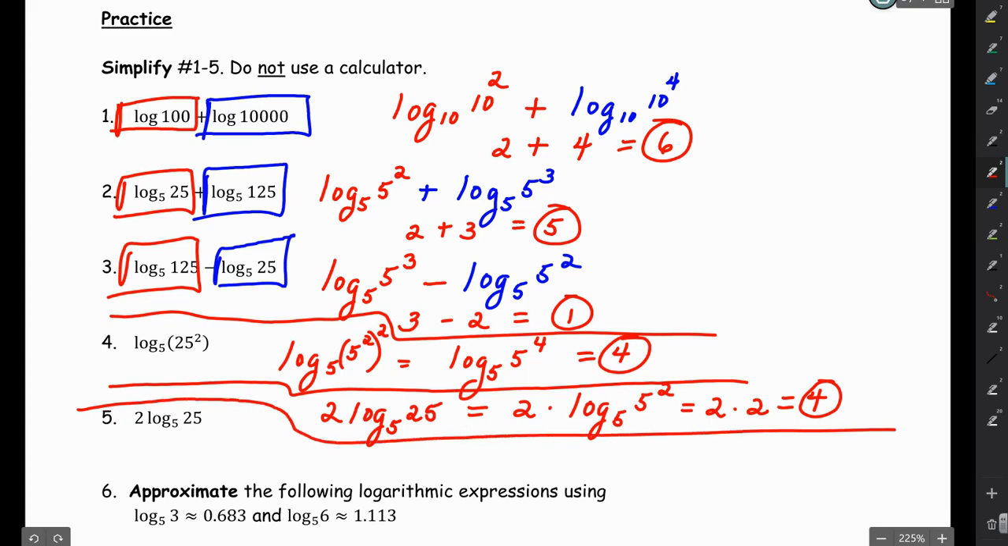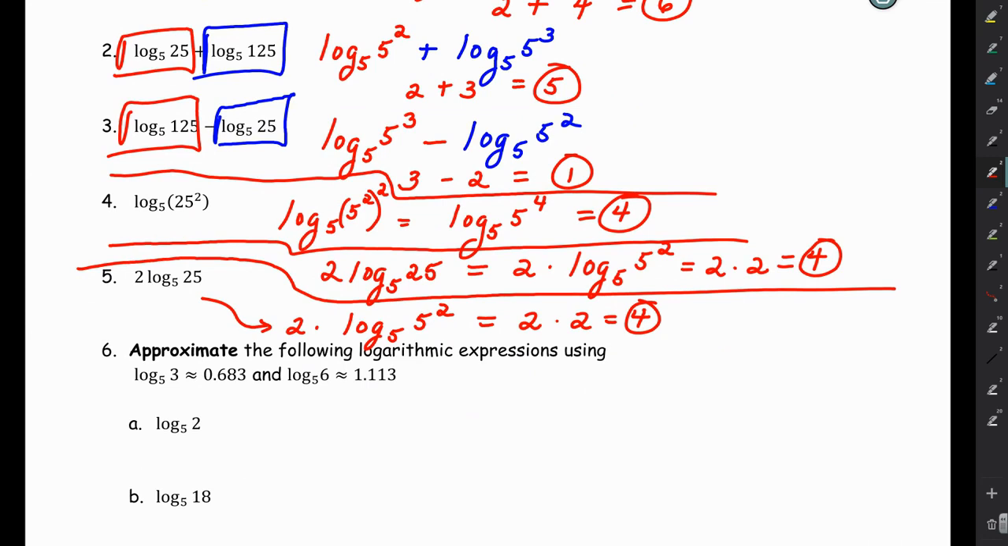Okay, now looking at this last guy, I'm going to say that I have 2 times log base 5 of 5 squared. This 2 will come to the front. Log base 5 of 5 is 1. So we're going to end up with 2 times 2, which equals 4.